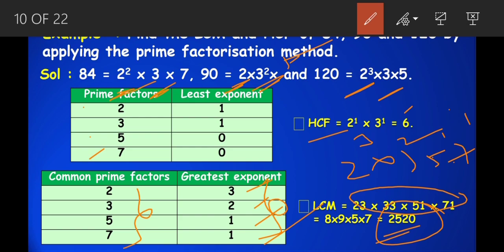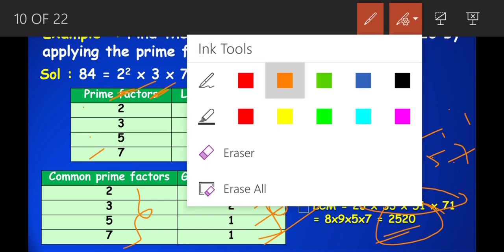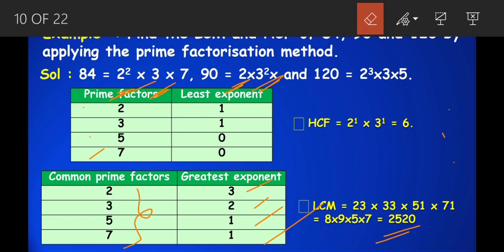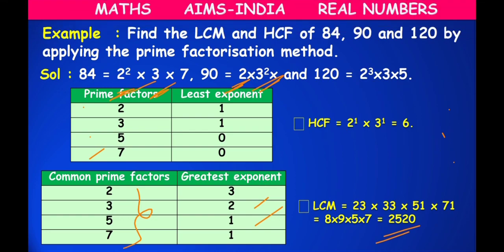2520. It will be the least common multiple of the given numbers. So like this, for given numbers, we can find out HCF by writing least exponents. We can find out LCM by writing greatest exponents, by prime factorization method.